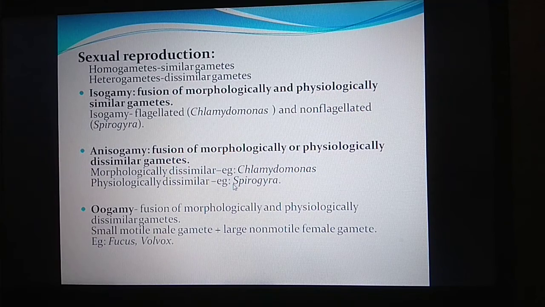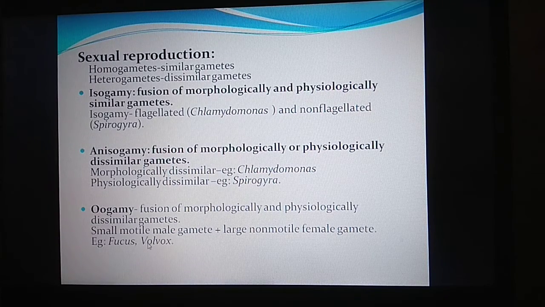Then the third sexual reproduction, that is oogamy, is the fusion of morphologically and physiologically dissimilar gametes. This also involves the fusion of dissimilar gametes morphologically or physiologically. In this process, a small motile male gamete plus a large non-motile female gamete is fused. For example, in the case of Fucus and Volvox.